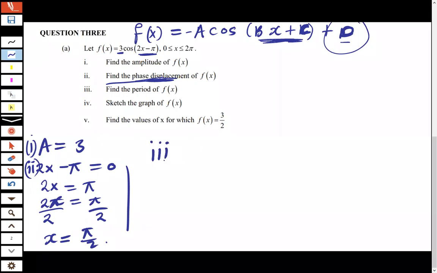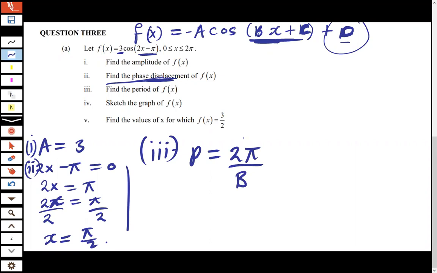The third part of this question is asking us to find the period. To find the period, we say the period is equal to 2 pi divided by the coefficient of x. In the equation that I gave on top, the coefficient of x is b. So we can say to find the period, you simply say 2 pi divided by b. In this question, the coefficient of x that we have is 2. So the period is equal to 2 pi divided by 2, because the coefficient of x is 2. So the period in this case is simply equal to pi.